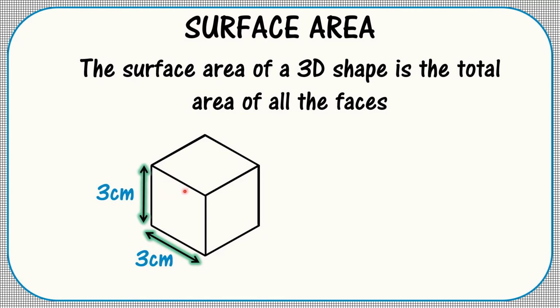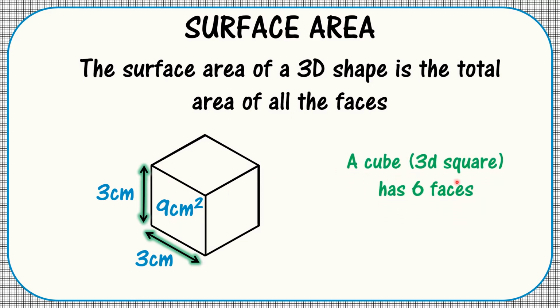What we need to do now is look for the area of the faces. So the first face that we will look for is the area of this front face. What you should notice is that the area of this front face is 3 centimeters times by 3 centimeters. This obviously gives us 9 centimeters squared.